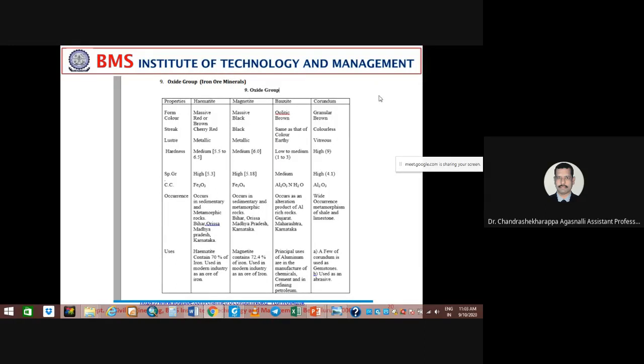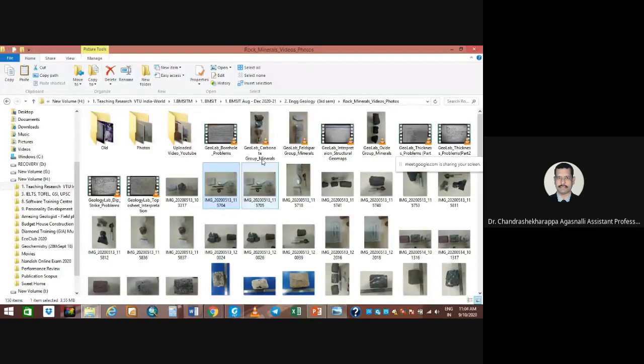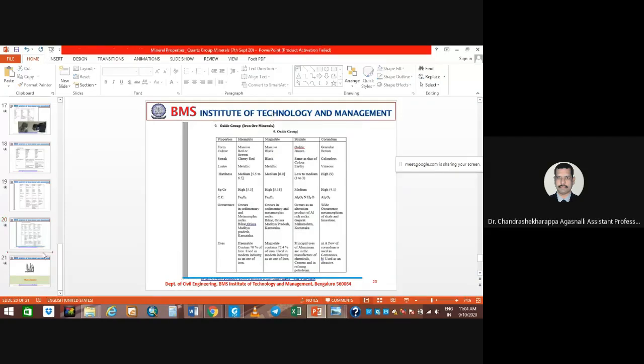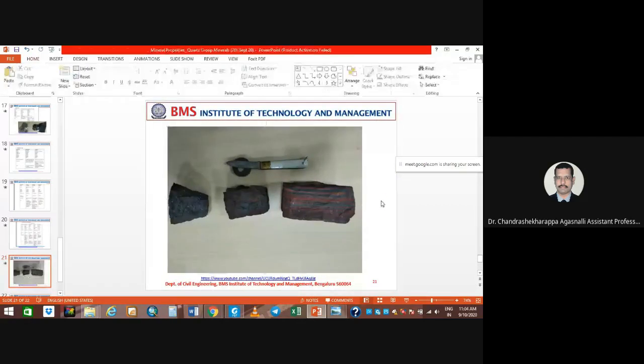So let me show you the field photos. Here you can see hematite, and this is magnetite. This is a knife, and these two are hematite, and this is magnetite. This is completely grayish black, or reddish brown in color. Let me put this into the slide. It would be better for you so that you can easily see.